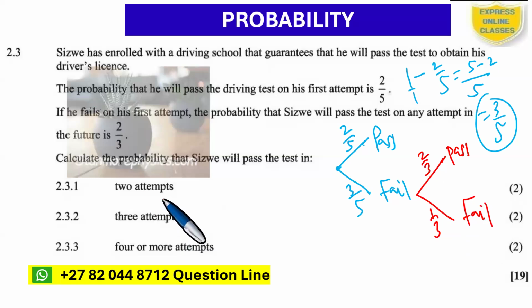Calculate the probability that Sizwe will pass the test in 3 attempts. This one is yours for 2 minutes. Calculate the probability that Sizwe will pass the test in 3 attempts. It's yours. Over to you. Let me know, please, when you're done with it.